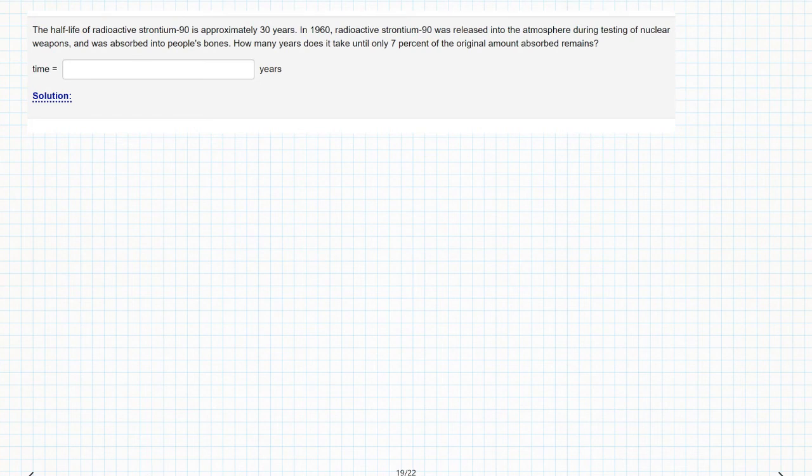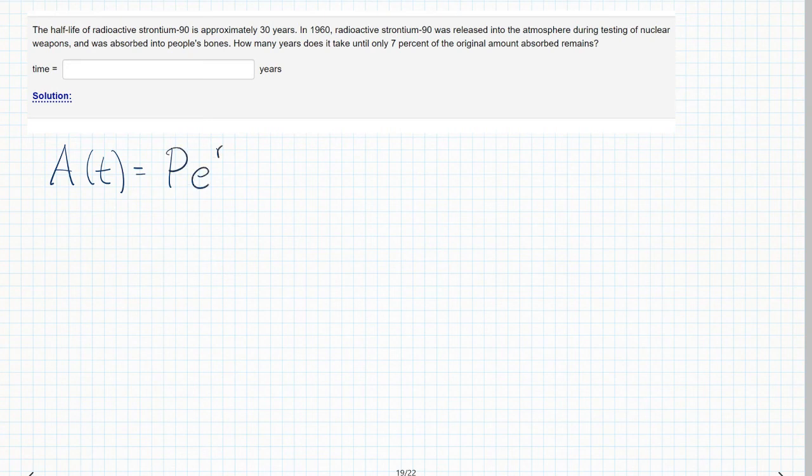So first off, we're talking half-life, so we should have a pretty good idea as to what model we're looking at. And it's compounded continuously, since half-life is decay. So you get your formula A of t equals P e to the rt. Alright? So we're in good shape there.